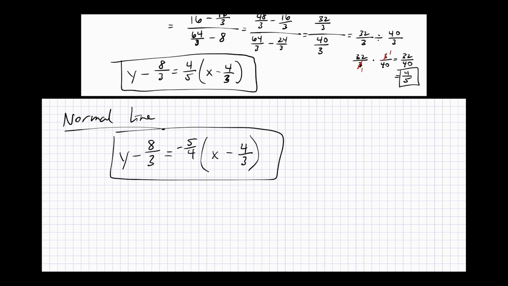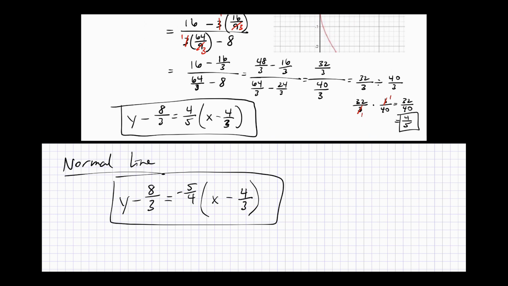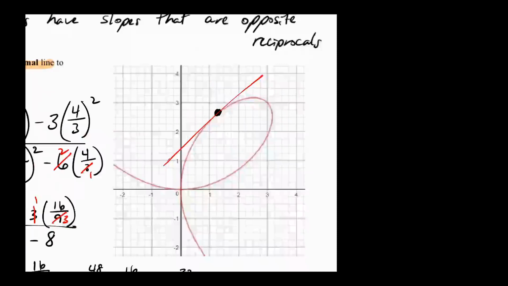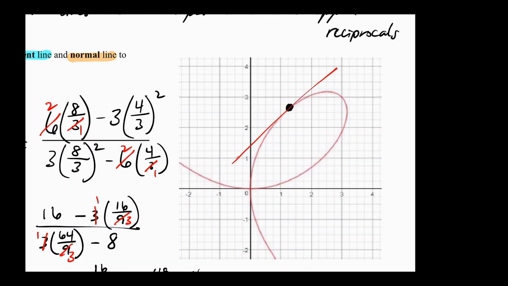So it's not any extra work. It's just writing it down. There is no work for the normal if you've done the tangent, because they still go through the same point. One is tangent and one is perpendicular to that. So if the red is the tangent line, the blue is the normal.